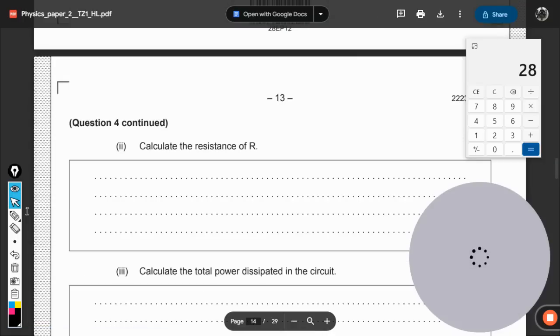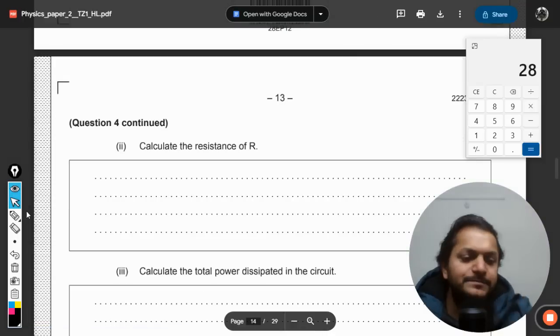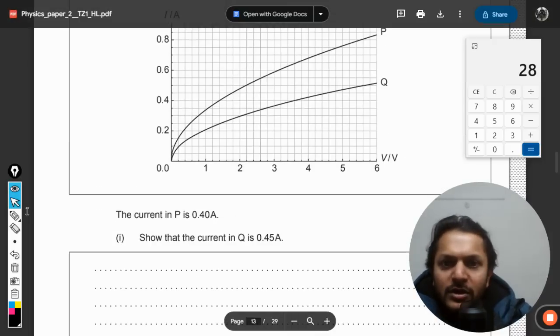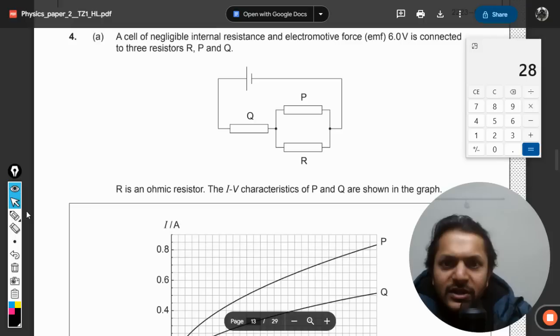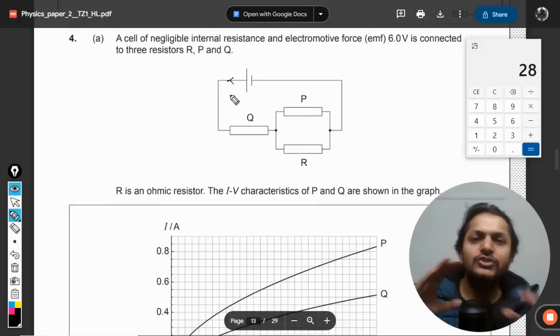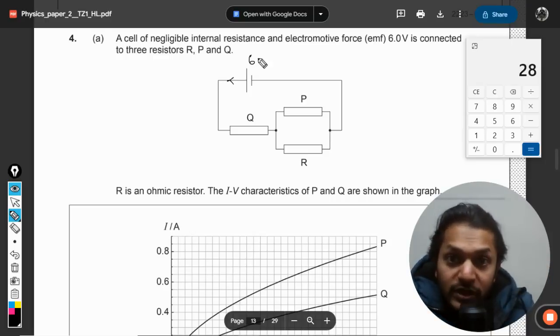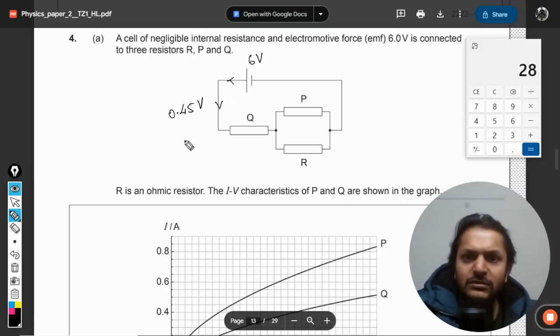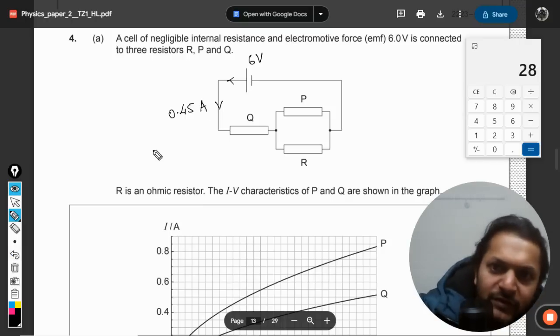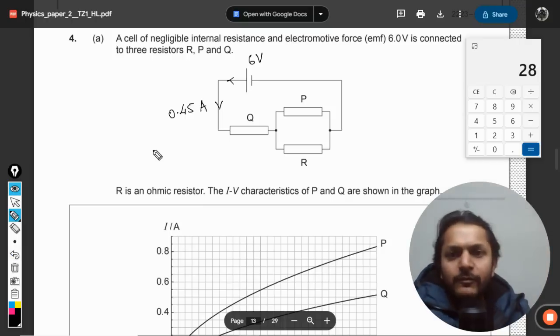Calculate the total power dissipated in the circuit. Total power dissipated. So for the total power, we should be concentrating on the battery. That is the power which is given by the battery. So the total power given by the battery will be equal to the total power consumed. The voltage is 6 volts and the current which is coming is 0.45 amperes, isn't it? 0.45 ampere, the current which is coming from this.